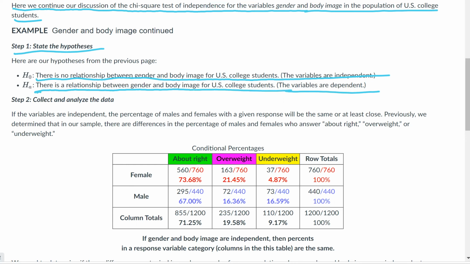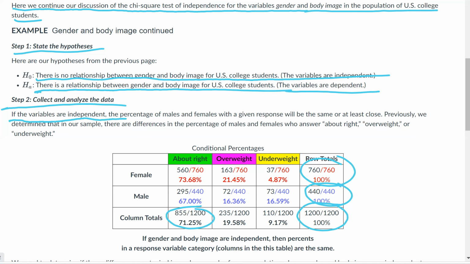College students. The second step after stating the hypotheses was we analyzed the data. There were 1,200 college students polled on this, 440 males and 760 females, and we said, give us a description. What do you think? Are you about right, overweight, underweight? Anyway, and then a bunch of percentages were calculated. This many females out of the total number of females thought they were this, and this many males out of the total number of males thought they were that. And then total people, how many people, male or female or whatever, thought that they were each category out of the total number of people.